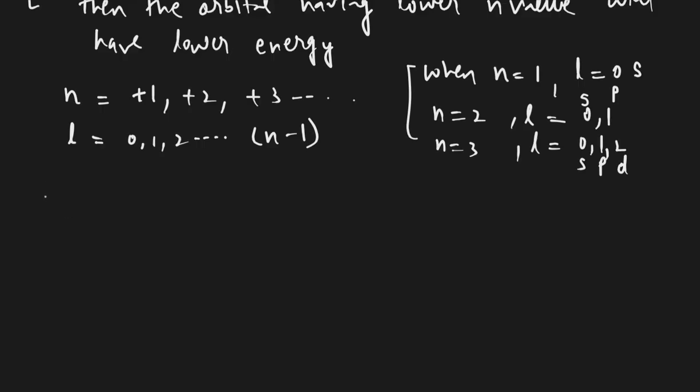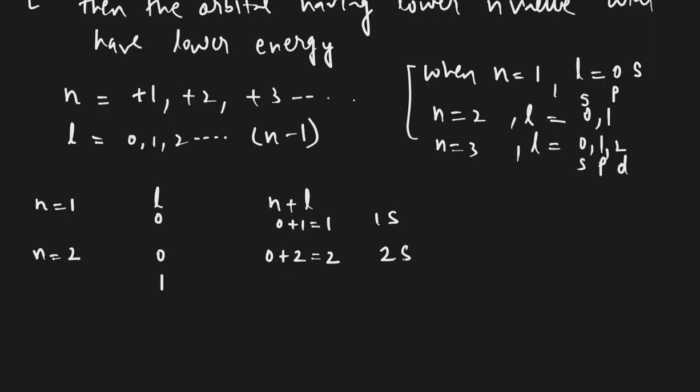Okay, so we will start with n equals 1. We are going to calculate the L values, then find the n plus L value, and then of course the energy level. So for n equals 1, we know that the possible L is only 0. So 0 plus 1 is of course 1, and this is 1s. When n is 2, L can have either 0 or 1, right? So n plus L would be 0 plus 2, that is 2, so this is 2s, and 1 plus 2 is equal to 3. This is 2p, sorry.